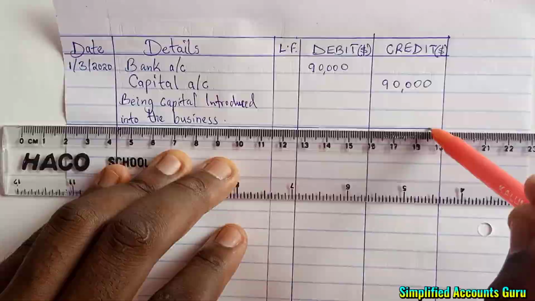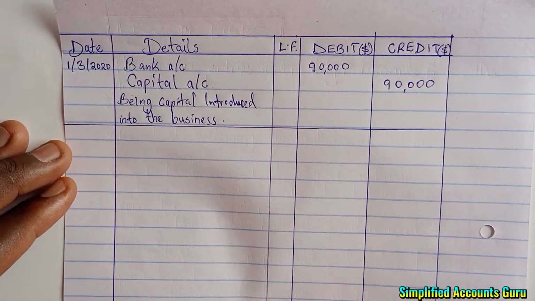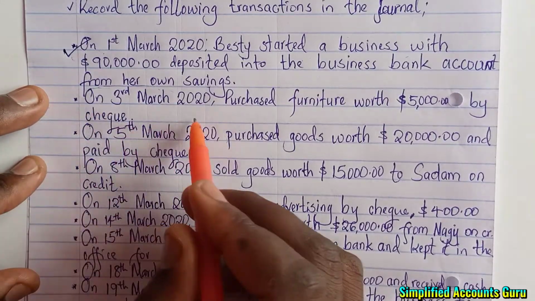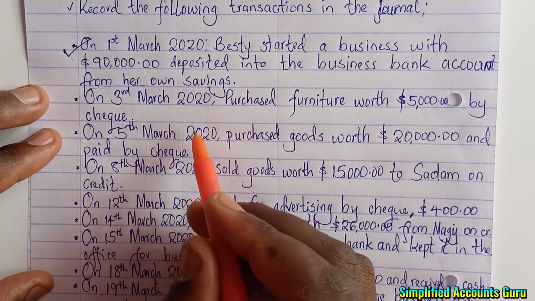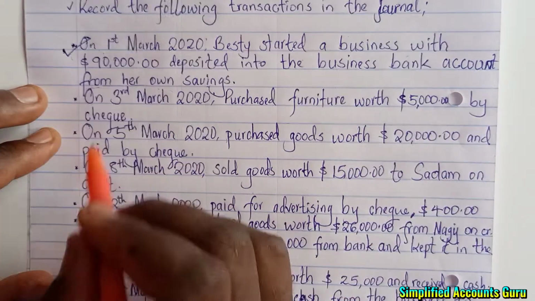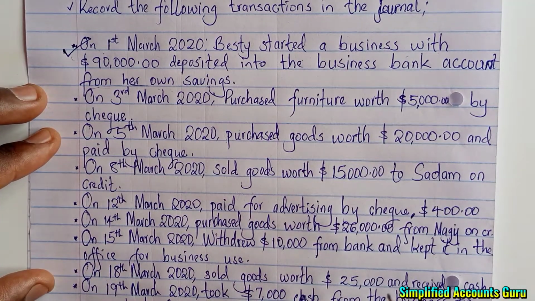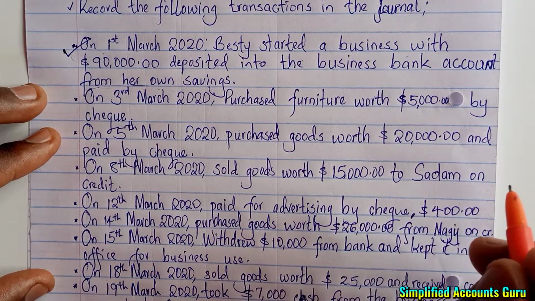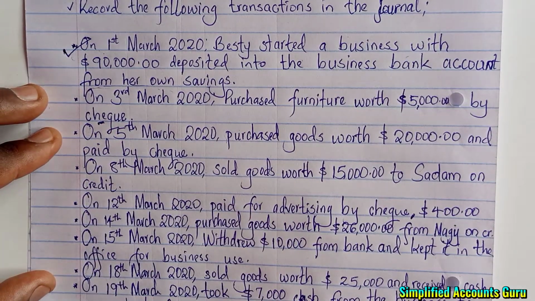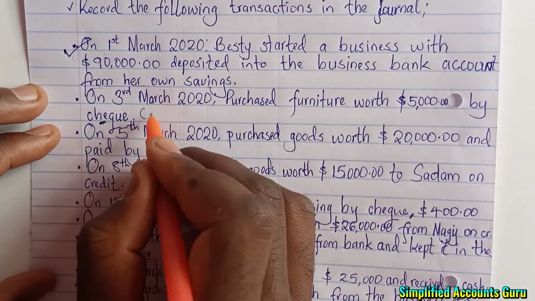Then you underline to make this account look neat and to separate the first entry, the first transaction, from the next. Then now we move to the next transaction. On 3rd March 2020, purchased furniture worth $5,000 by check. Just like we did in the first one, we check the accounts that have been affected. And in this case, you can sense something by the word that has been mentioned here, check. Every time you hear about check, these people are telling you about the bank.